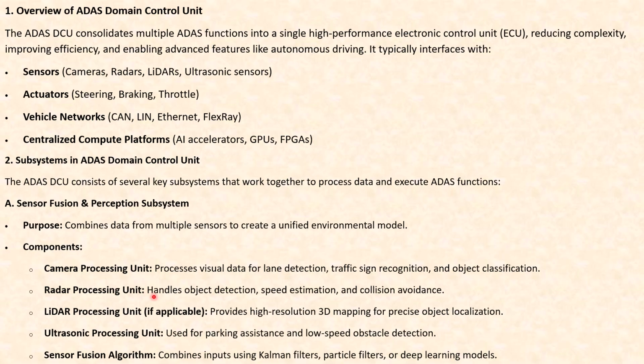Next comes the radar processing unit. It handles object detection, speed estimation and collision avoidance. And the lidar processing unit provides high resolution 3D mapping for precise object localization. The ultrasonic processing unit is used for parking assistance and low speed obstacle detection. And next are the sensor fusion algorithms. Now in the sensors module, I mentioned various types of sensor fusion algorithms that are available in the market, and the most popular is of course the Kalman filter.